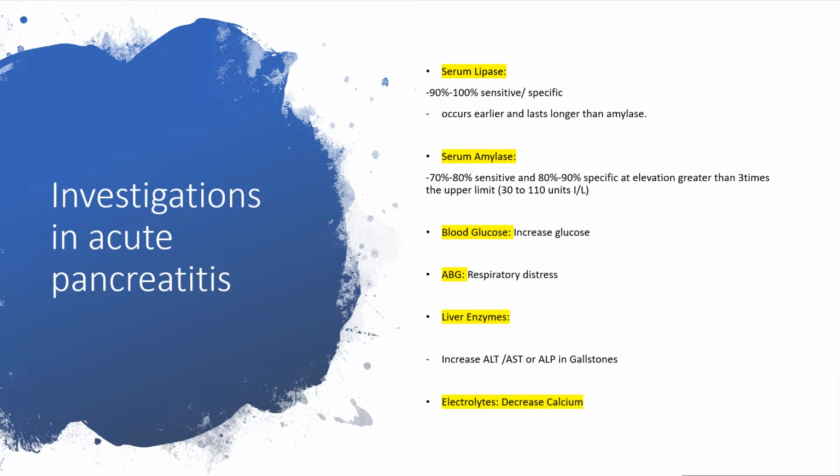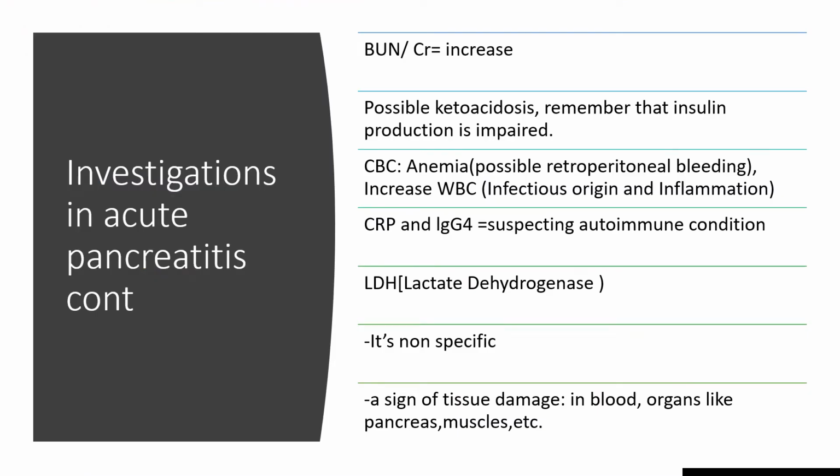And when we assay the electrolytes, we are expecting a decreased level of calcium, hypocalcemia, in pancreatitis. If we assay the blood urea nitrogen and creatinine, it's expected to increase. Possible ketoacidosis here, remember that insulin production is impaired, glucose metabolism is under an insult, then there's possible ketoacidosis.